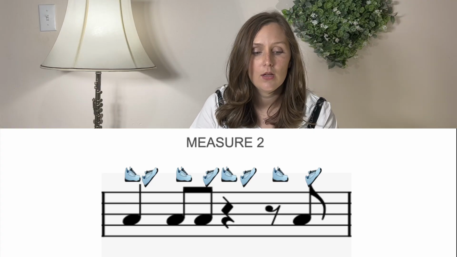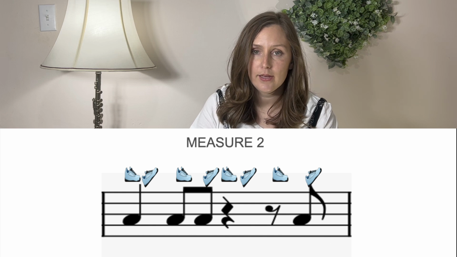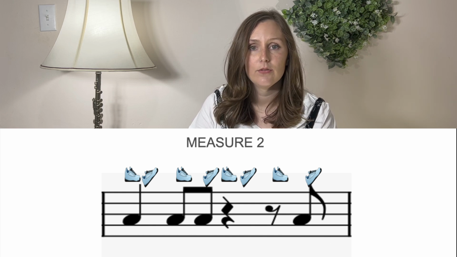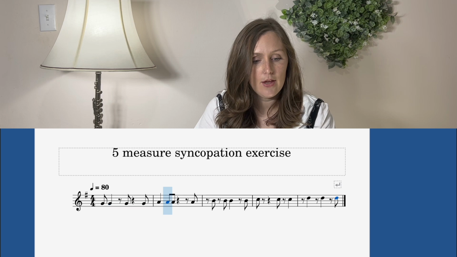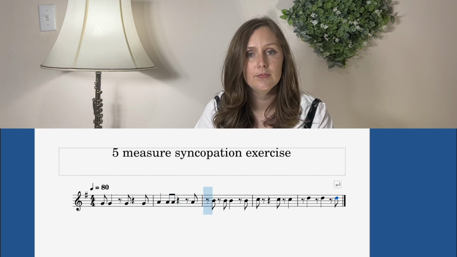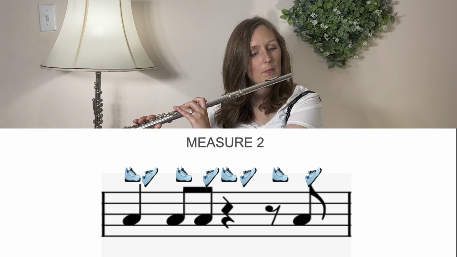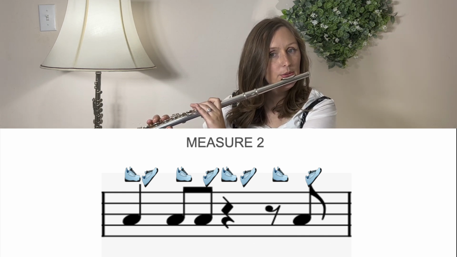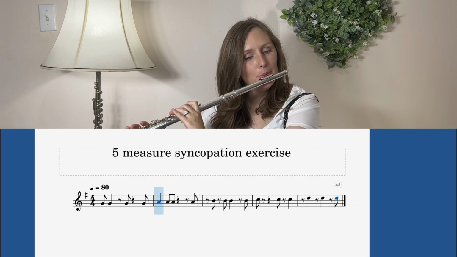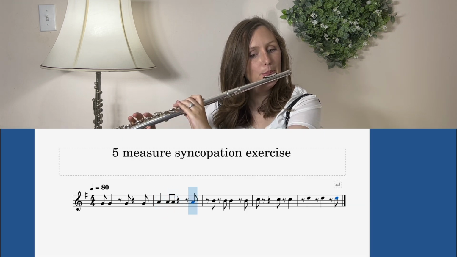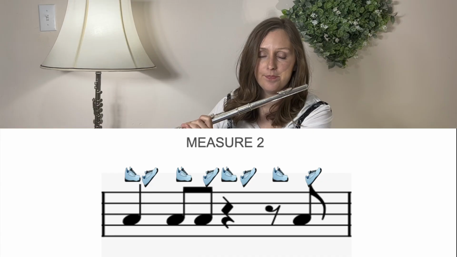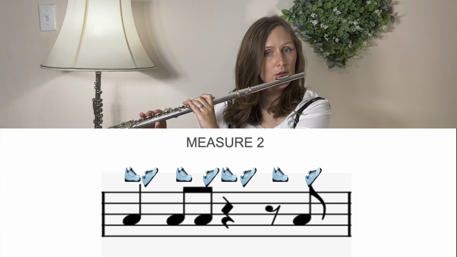For measure 2, the pattern goes quarter note, 8th note, 8th note, quarter rest, 8th rest, 8th note. So if you put it to a metronome, it sounds like this. Down, down, up, up. Let's try playing together on my count off. 1, 2, ready, play. Let's do it one more time. 1, 2, ready, play.